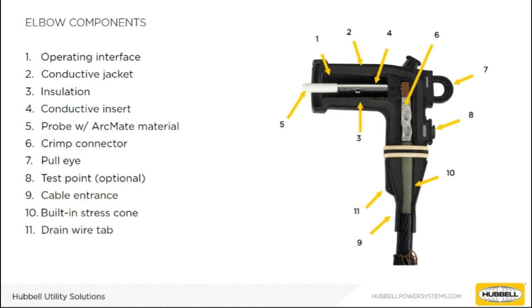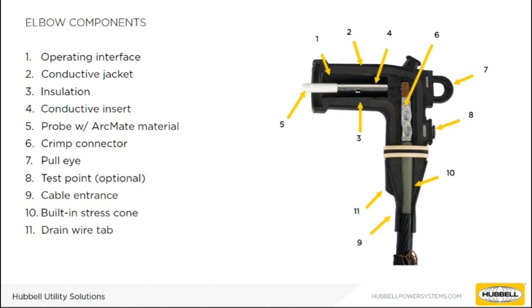To begin, on the elbow is the operating interface, which is defined by IEEE standard 386 as either 15 kV, 25 kV, or 35 kV small and large interfaces. As previously mentioned, this interface must match the mating product's interface in order to achieve a good connection. The interface has an interference fit seal when installed. It provides proper creep distance and a watertight fit, yet permits unplugging of an elbow after years of service.